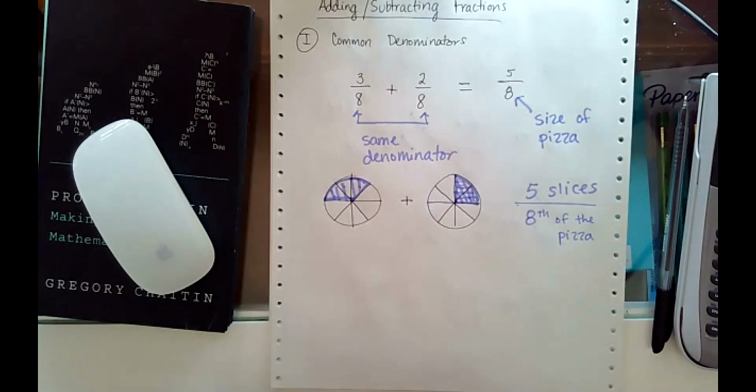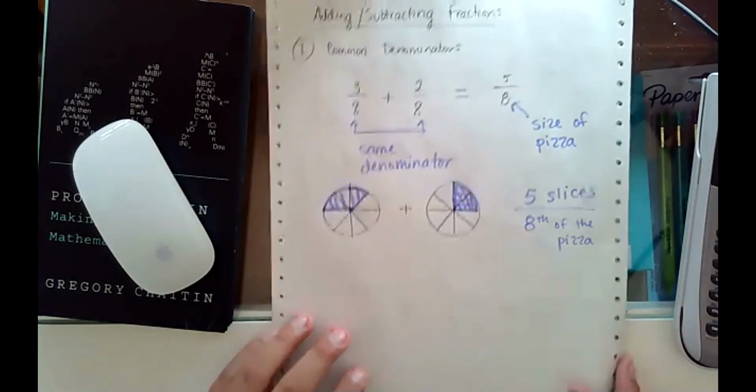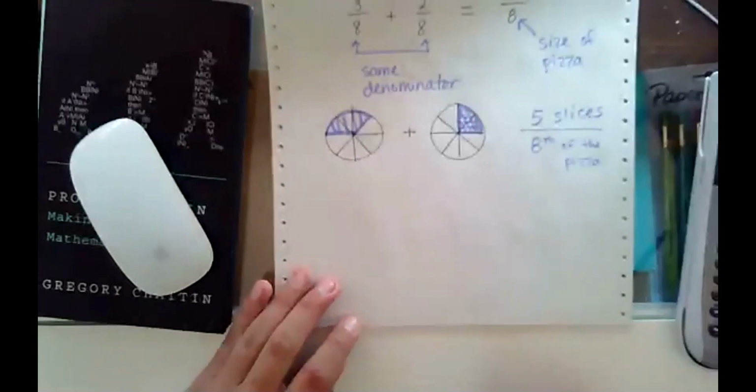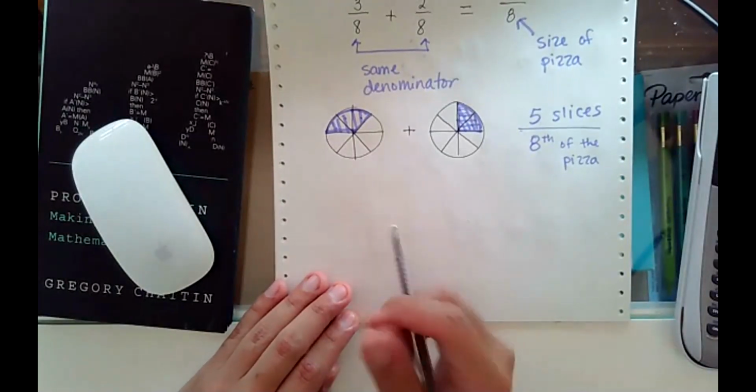So adding fractions with common denominators and subtracting fractions with common denominators is going to be super straightforward. Keep the denominator, keep that common denominator. Please do not touch those denominators. If they're the same, just do the operation with the stuff on top, okay?